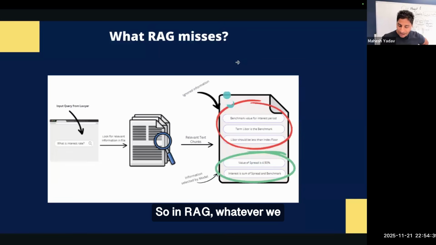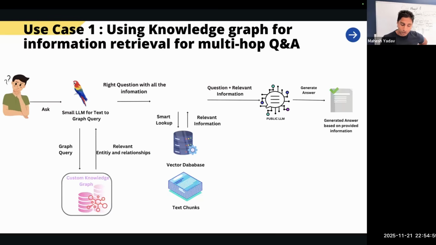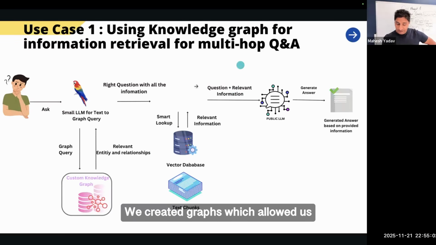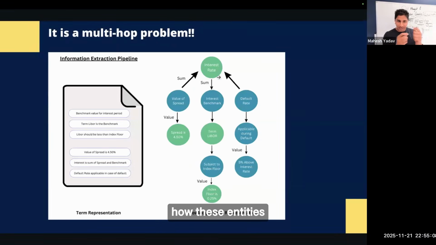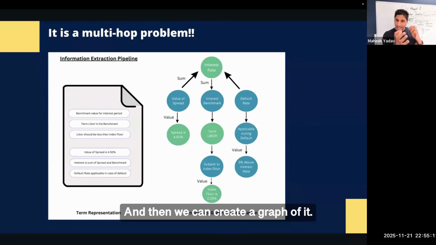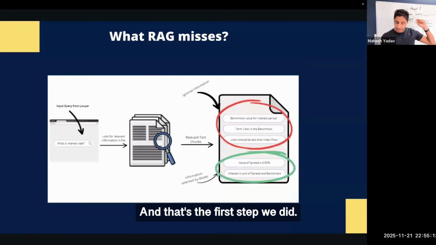So in RAG, whatever we do, we enhance the query, we get some of these things, but we will miss LIBOR and we will guess the index floor. So sometimes we answer 4.5% because some of this was in the chunks, but other information was not there in the chunks. So what we did, we created graphs, which allowed us to represent this information as entity, relationship, entity, and how these entities connect with each other. And then we can create a graph of it. That's the first step we did.